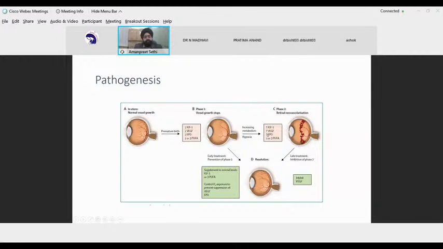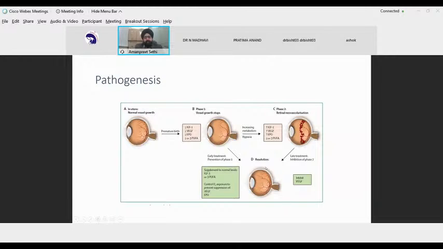And this sudden rise of vascular endothelial growth factor causes the formation of retinal neovascularization. But you should remember that this neovascularization which is happening now is not normal. This is abnormal. The vessels are leaky, and these leaky and fragile vessels cause the formation of scar in the retina, ultimately leading to retinal detachment.